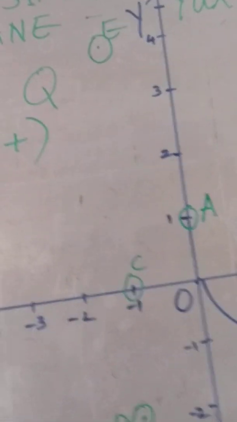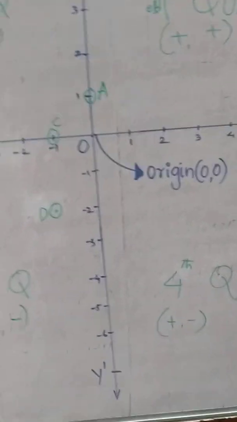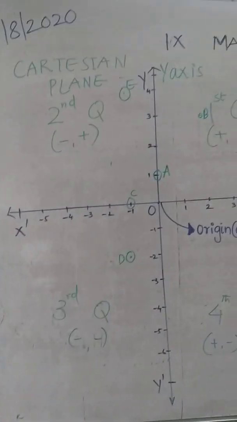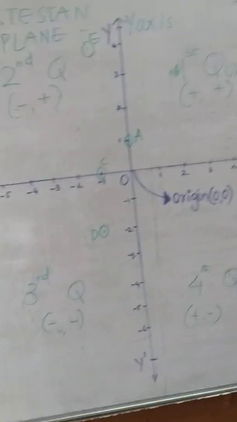You can see a figure on the board. I have drawn two perpendicular lines, YY' and XX'. The plane could be considered as a coordinate plane.